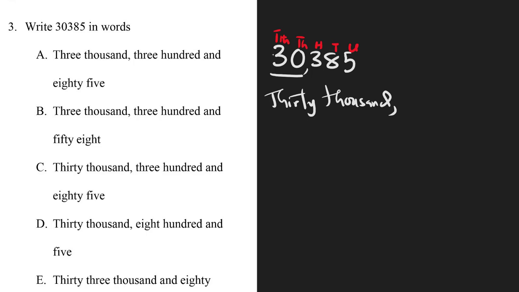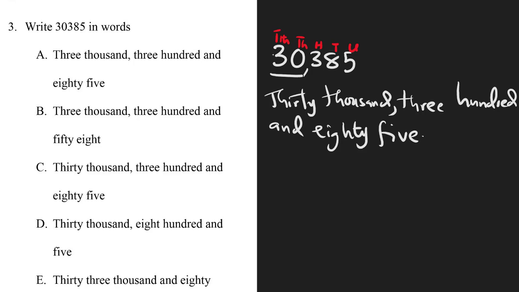All right. Question 3 says write 30,385 in words. The best way to go about this is to write the place value of each digit. So we have the units, tens, hundreds, thousands, and ten thousands. Using this, we have 30,000, so we say comma, because there's a comma here. Then 3 hundred, that's 300, and 8 tens is 80, and 80 plus 5 is 85.